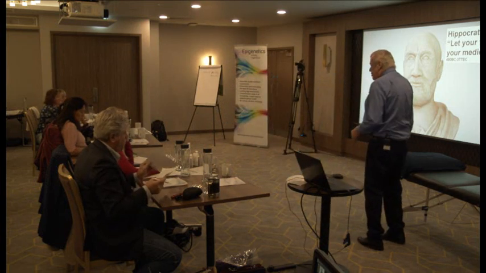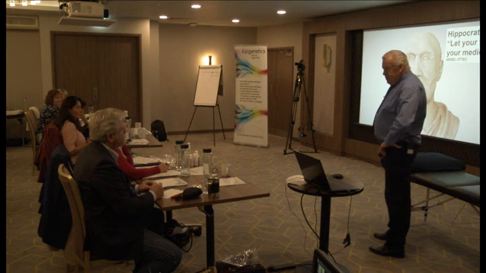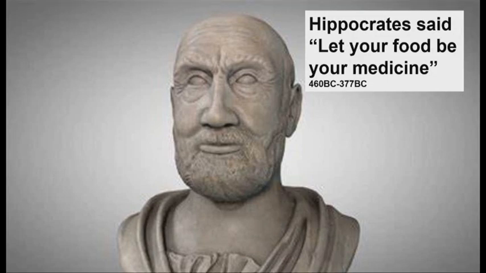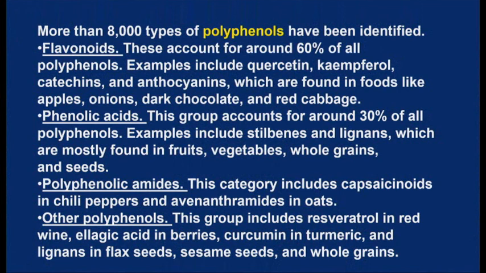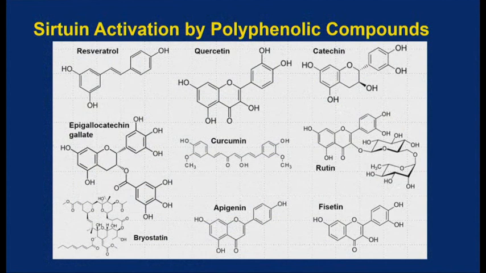So this brand new concept was talked about by Hippocrates 2,500 years ago. Okay, and I'm sure you all know: let your food be your medicine. There's more than 8,000 different types of polyphenolic compounds, and they're divided into flavonoids, phenolic acids, etc. But we're mostly interested in 12, 13 of them, and a couple of combinations.